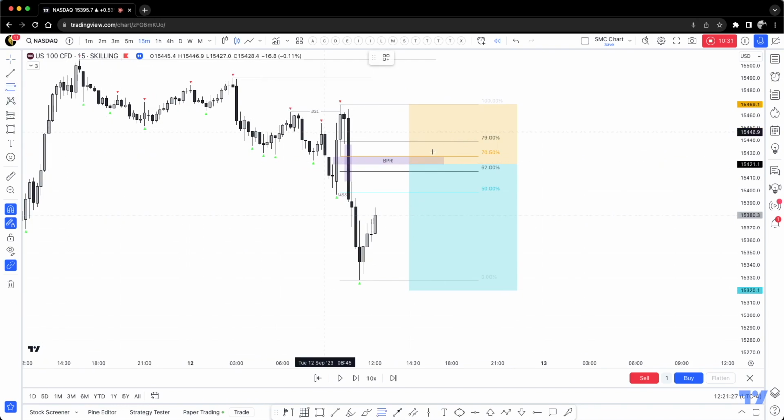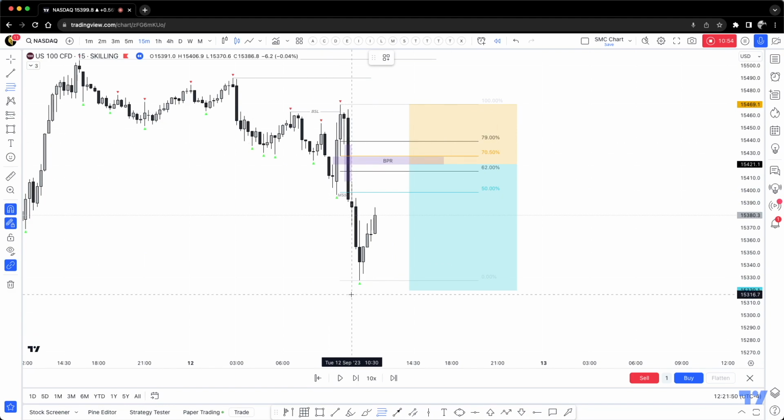So let's go ahead and use the fib. What is happening right here? Where is the manipulation move? Okay, very important. Look at what happened. Market swept which high? We're trying to go to the downside, right? Price swept this high, right, before it dropped.